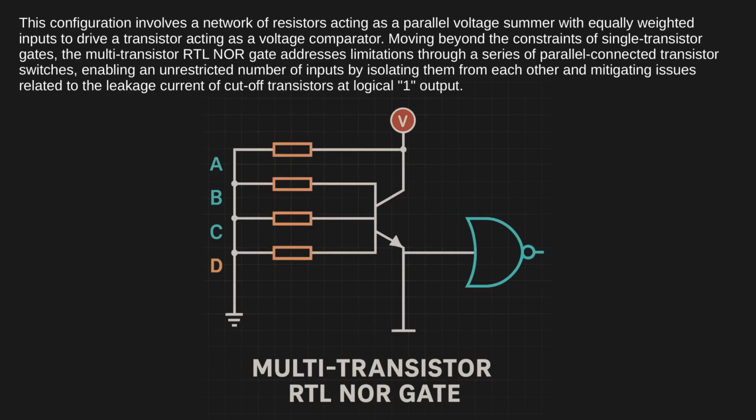Moving beyond the constraints of single-transistor gates, the multi-transistor RTL NOR gate addresses limitations through a series of parallel connected transistor switches, enabling an unrestricted number of inputs by isolating them from each other and mitigating issues related to the leakage current of cutoff transistors at logical 1 output.